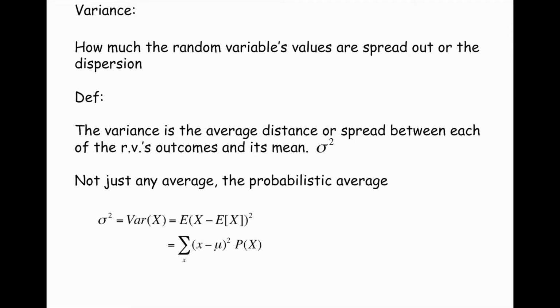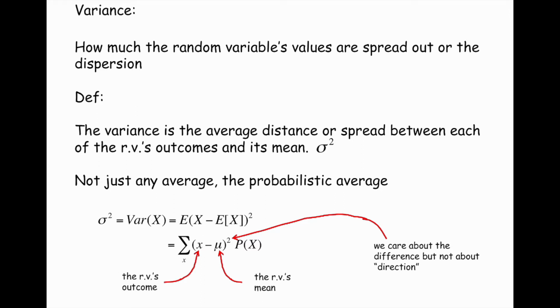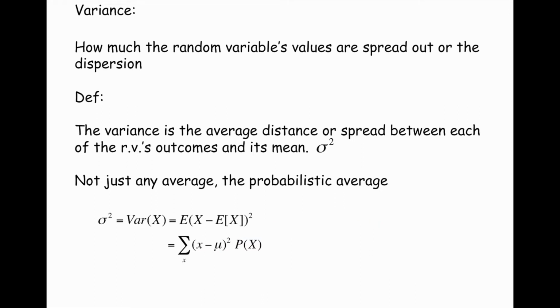Okay, so the variance is not just any average, it's a probabilistic average, and it's the average amount of dispersion or difference between a random variable's outcome and its center. Now, in this expression, sigma squared is the symbol for variance, and as a function, you'd say variance of that variable x, and it's the expectation of the variable x minus its center.